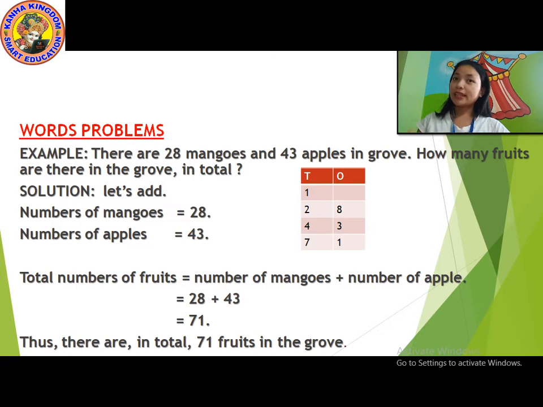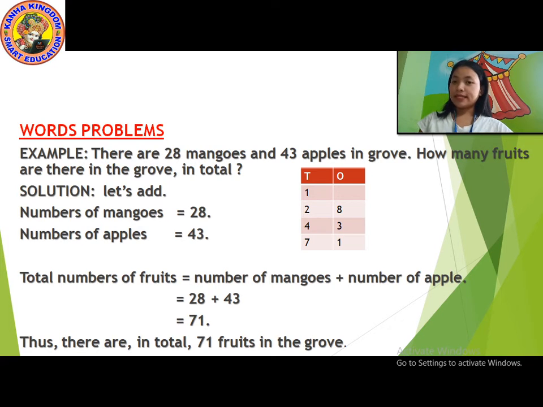So we know the number of mangoes and the number of apples. So we have to add the number of mangoes and the number of apples. The number of mangoes is 28 and the number of apples is 43. We all know how to add two-digit numbers, right? So first we will add the ones. The ones place is occupied by 8 and 3, so we should add 8 and 3 first.